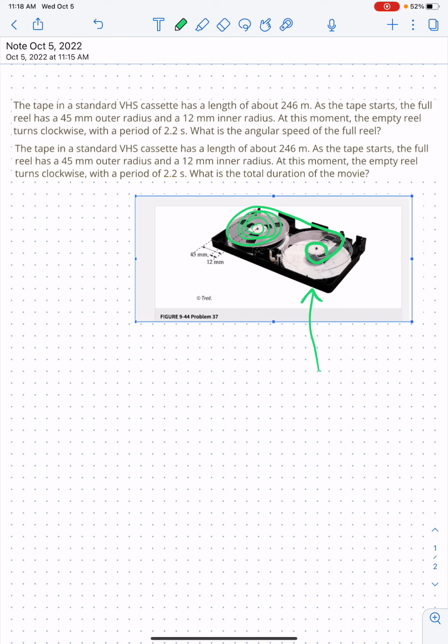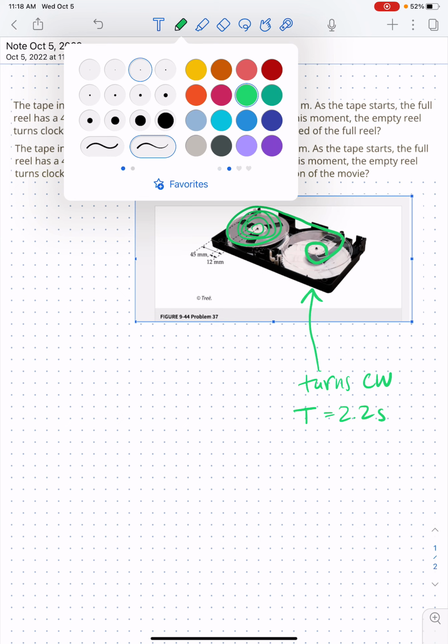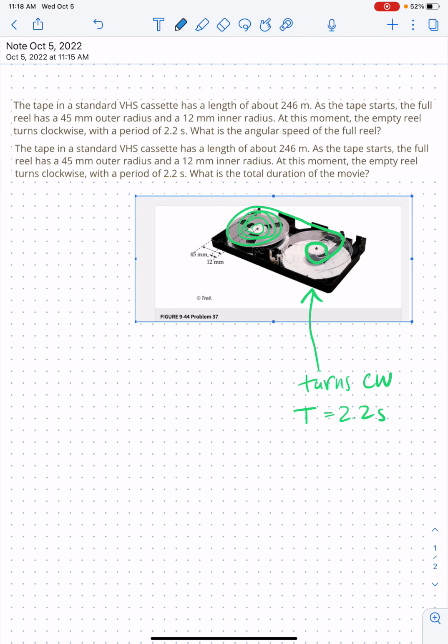And so at this moment, the empty reel turns clockwise. So this reel turns clockwise with a period of 2.2 seconds. And the first question is, what is the angular speed of the full reel? So we want to know omega of the full reel, okay?